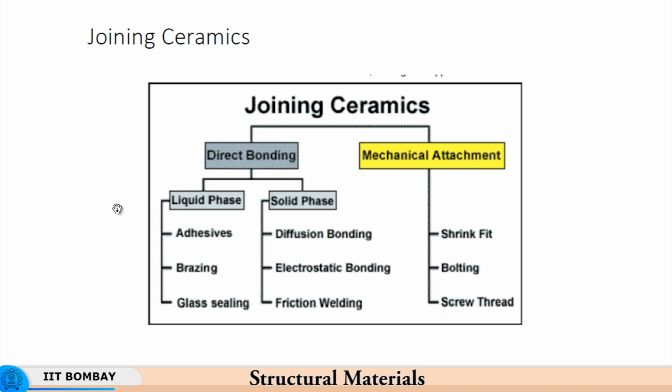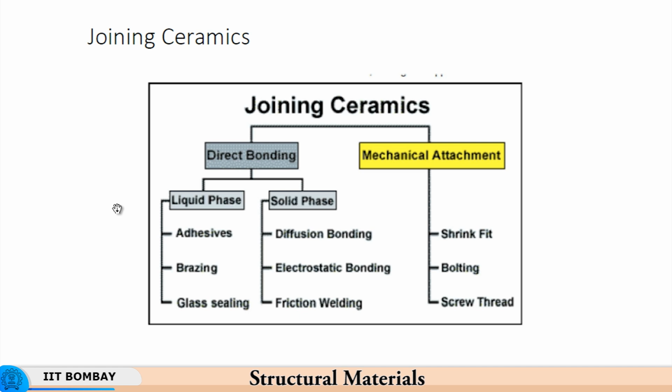So joining ceramics, because of their chemical nature, becomes an extremely important thing, because you cannot melt them, their melting points are too high. And if you were to join these, oxidation is not an issue, since they are already oxides, but melting them is certainly an issue. So you have adhesives, brazing, and glass sealing as bonding methods under liquid phase.